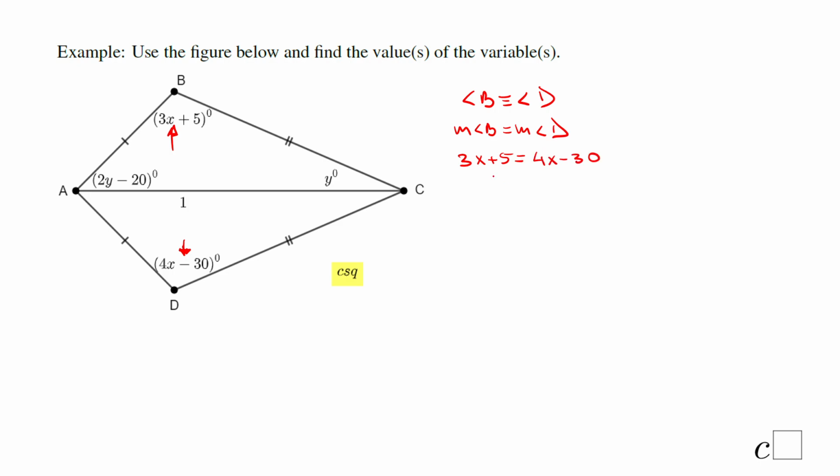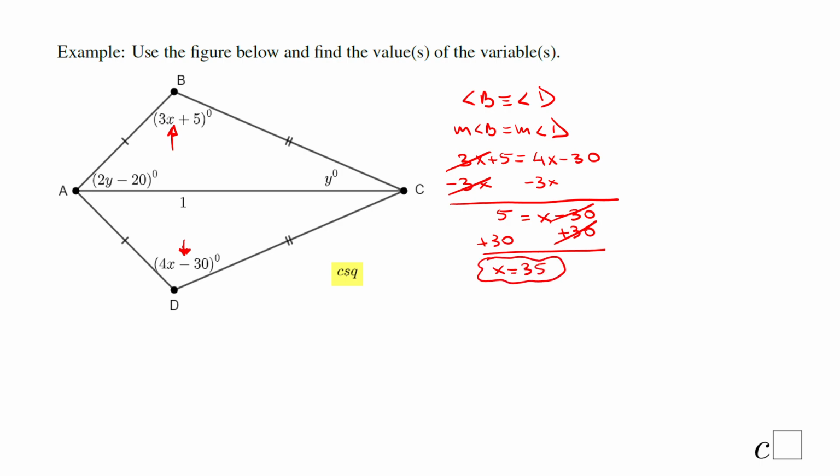Okay, so here I'm going to subtract 3x, but of course you can do it in a different way. Subtract 3x on the other side of the equation, and we have 5 equals x minus 30. I'm going to add 30, obviously, on both sides, and we have x equals 35. And we need to find y. Right, let's take a look at y now.